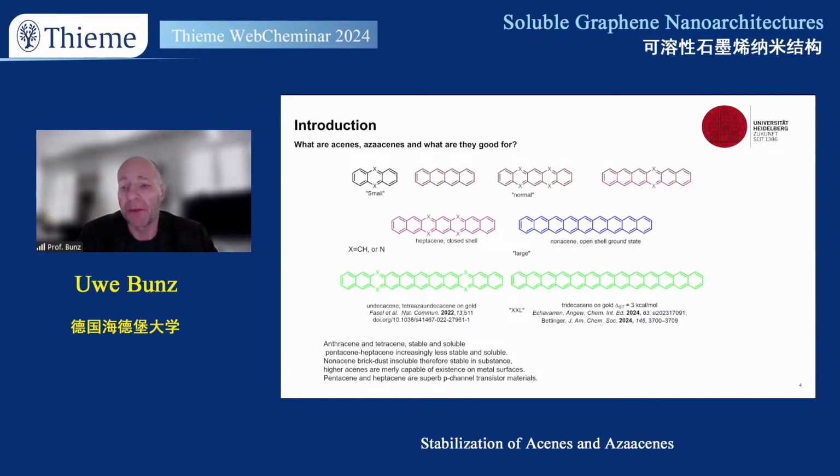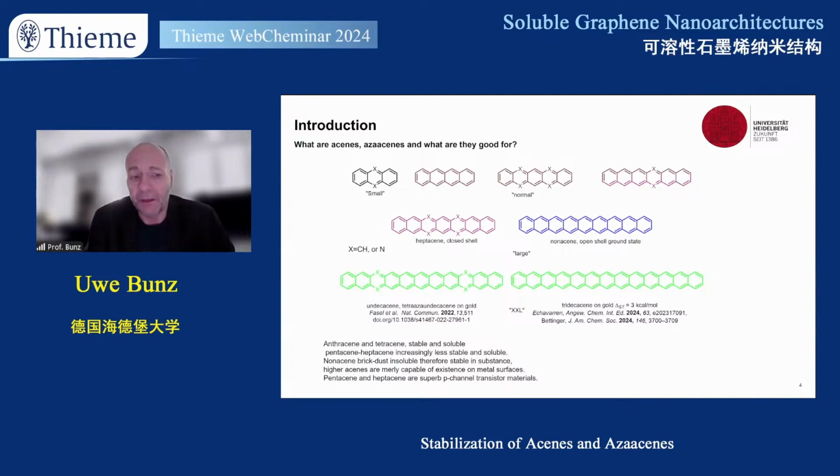So acenes are basically linearly annulated benzene rings, and they come in different sizes, from anthracene, the smallest one, then tetracene, pentacene, hexacene, heptacene, in blue, nonacene, and they all decrease in stability and solubility, and increase in reactivity. So nonacene is an interesting case, as you can actually isolate it in substance, which is fairly unusual as a parent.